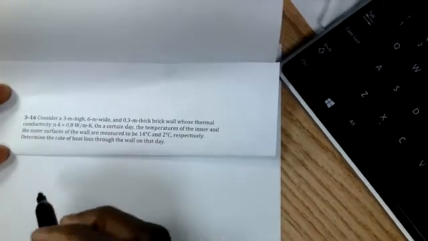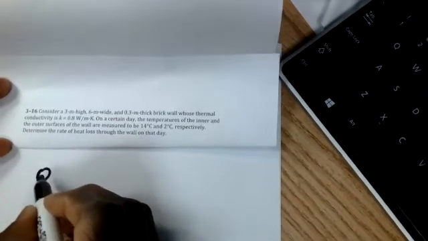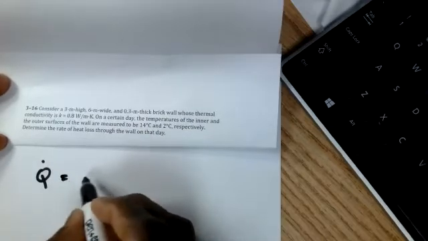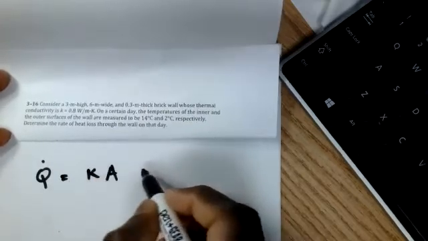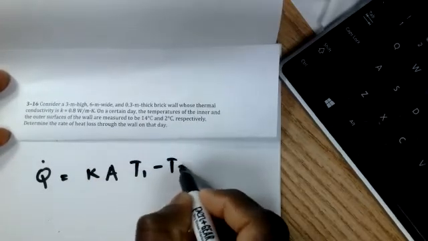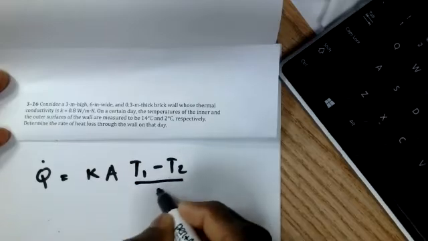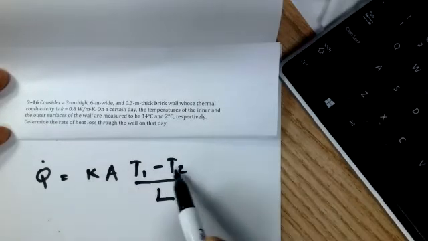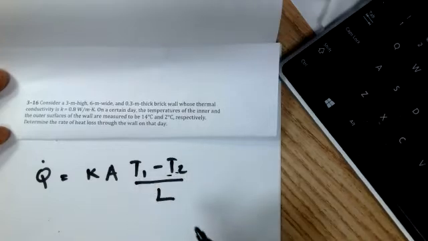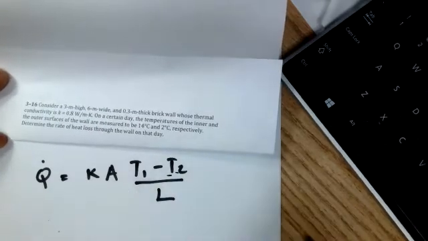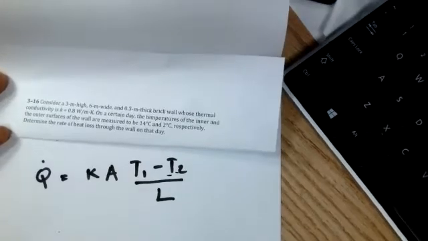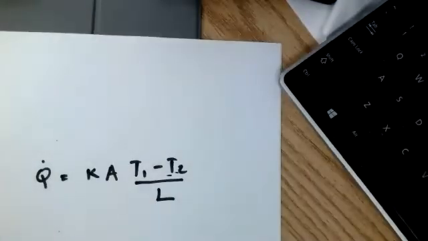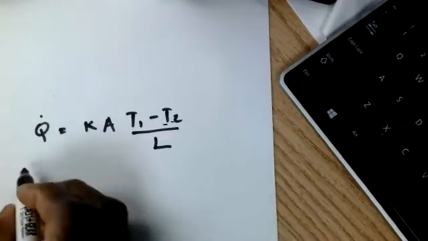Okay, so if we make all the simplifications, then we can use Fourier's law of thermal conduction to solve this problem. And if you remember, we have Q dot is equal to K A (T1 minus T2) over L. Now, once again, remember that the minus sign is not there because I've flipped T2 and T1, okay? So first of all, let's compute the area, okay?